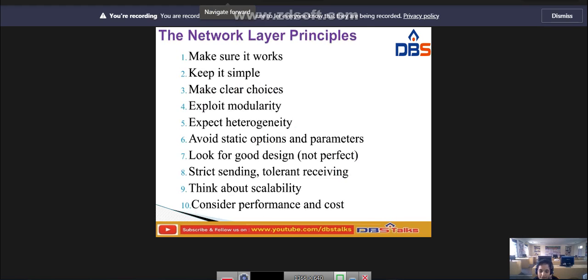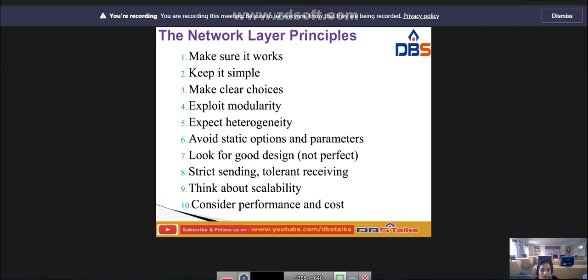Okay. So next, network layer principles. What is meant by network layer principles? In these network layer principles, I have some introduction. Before getting into the specifics, it is worth taking a look at the principles that drive the design of the internet and made it the success that it is today.